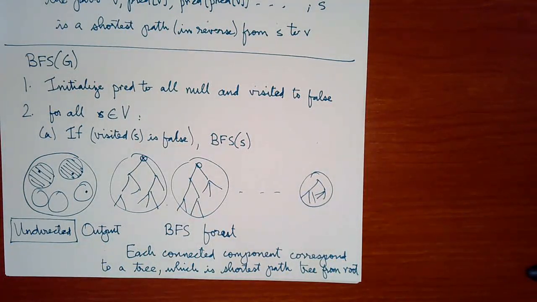Just to double check and make sure I'm understanding this correctly. If we have a fully connected undirected graph, then we're only getting one tree, right? That's correct. Okay, cool. That is correct.